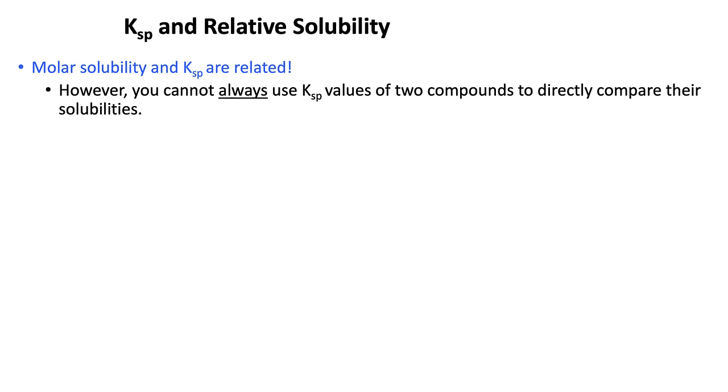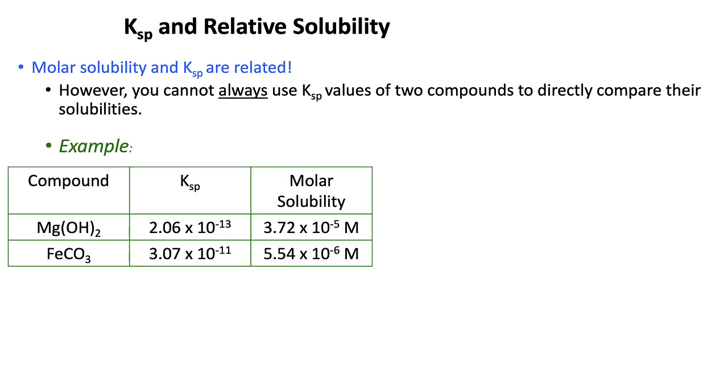Okay, again, we cannot directly compare KSP and molar solubility if they don't have the same stoichiometry. So let's take a look at the following example. We have magnesium hydroxide and iron 2 carbonate. The magnesium hydroxide is a 1:2 compound, where we have 1 magnesium for 2 hydroxides, whereas the iron 2 carbonate has a 1:1 relationship. We see that the iron compound has a larger KSP than the magnesium. However, the magnesium has a larger molar solubility than the iron.